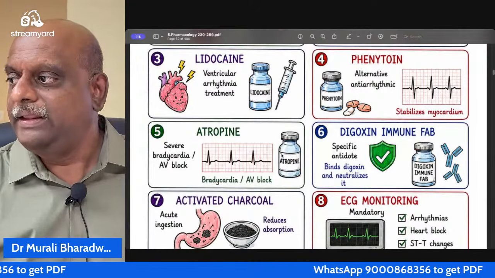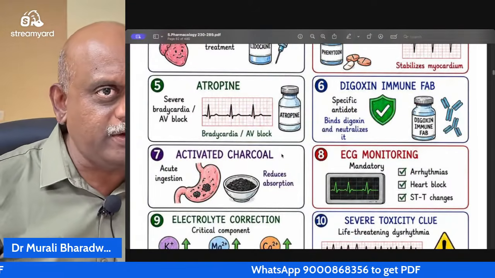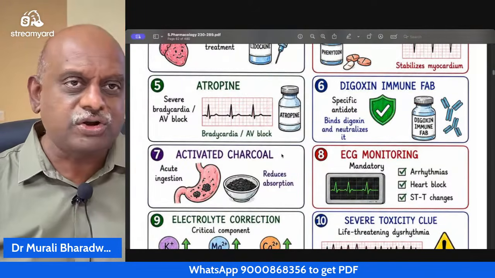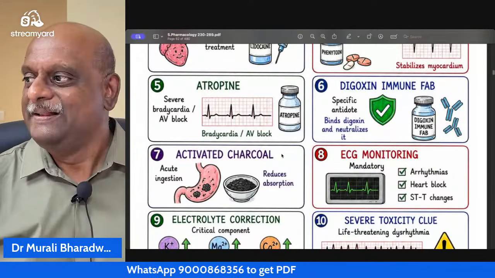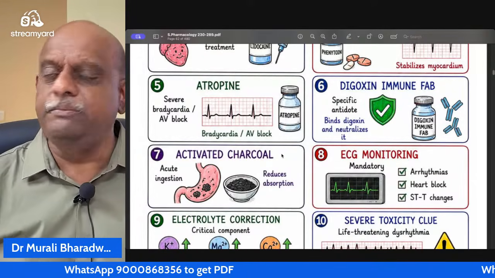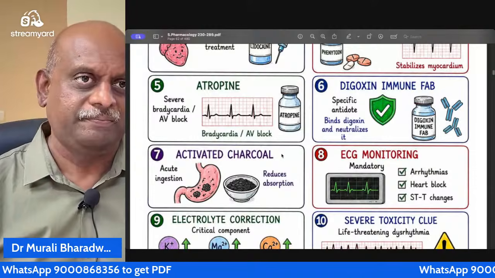Clear? Then, am I clear? Am I running too fast? If I go slow, we won't finish. Huh? Then we give digoxin immune fragments.